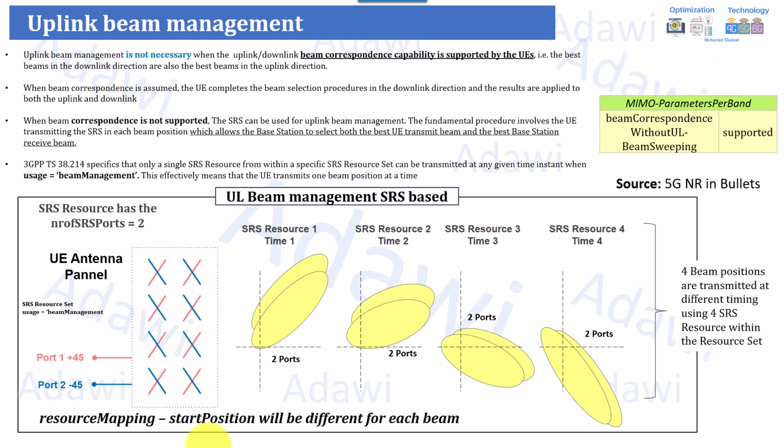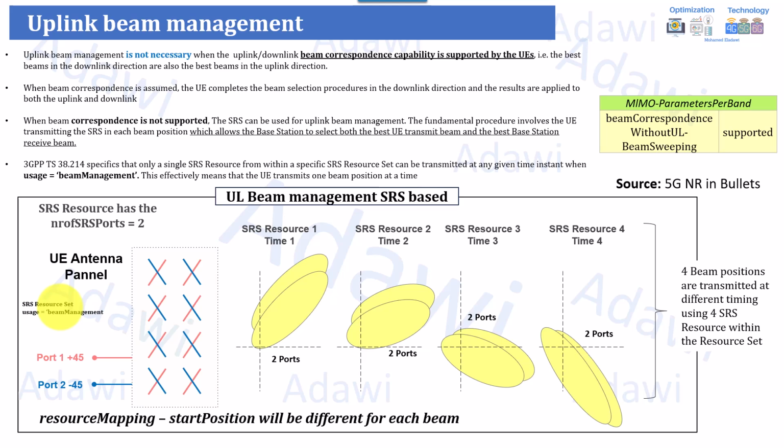In the example at the bottom here, assume the device supports only one antenna panel. Sometimes you find 2 antenna panels, but here I'm just assuming 1 antenna panel, okay? And this antenna panel has 2 polarizations, as you can see here, each with a separate antenna port. For example, port 1 at plus 45, and another polarization with port 2 at minus 45. And the gNB in this case assigns 4 different SRS resources within the SRS resource set.